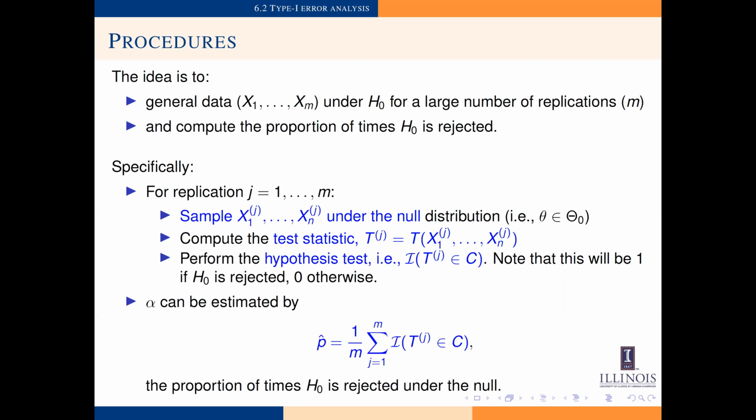After we compute the decision for the hypothesis test, that is the indicator function of whether we reject or retain the null for each of the m replications, we can estimate alpha by the sample mean or the sample proportion. So the empirical type 1 error rate can be estimated by p hat, which is equal to the sample mean of the indicator function, whether we reject or retain the null, over the m replications. This gives us the proportion of times H0 is rejected when H0 is the true underlying distribution.